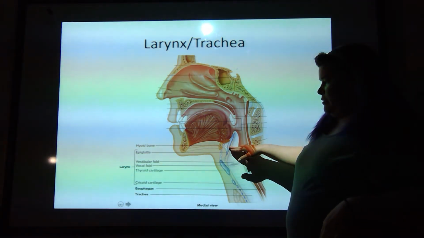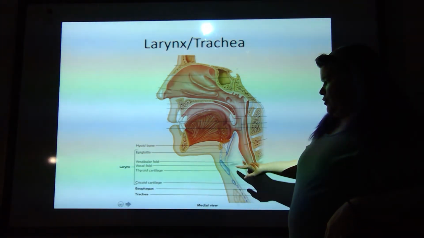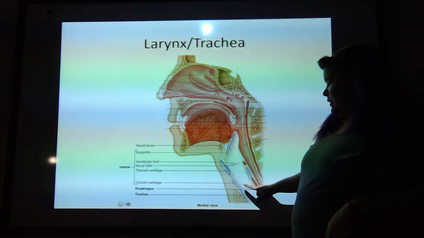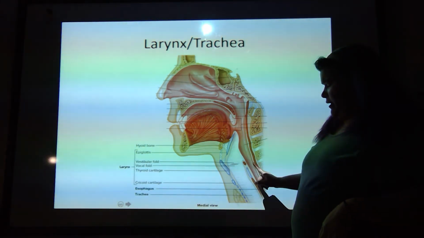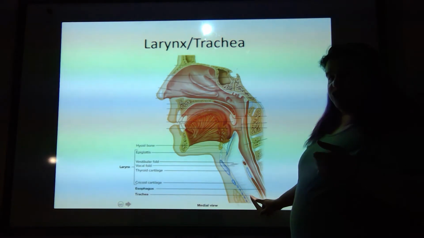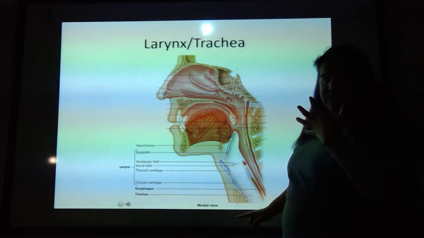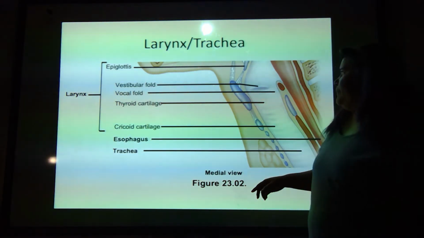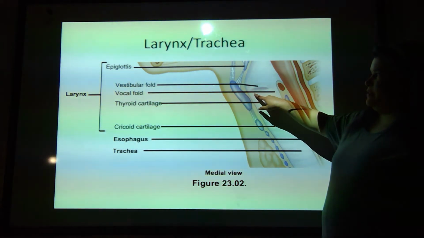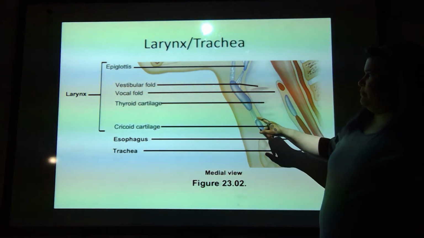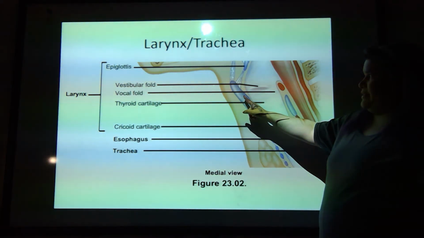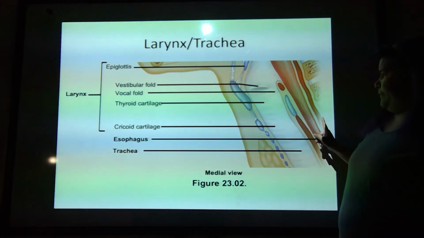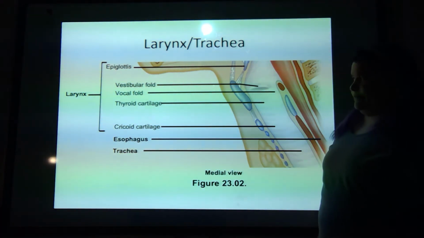Hyoid bone, epiglottis, thyroid cartilage, cricoid cartilage, vocal fold, vestibular fold, vocal fold. The esophagus is the deflated balloon, and then the trachea is the white tube in front of that. A little bit closer. Vestibular fold is above that, vocal fold is below that. Wow, the thyroid cartilage is not pointed out correctly. That's the thyroid cartilage. Epiglottis is way up here. Cricoid cartilage, esophagus, trachea. I'll fix that.